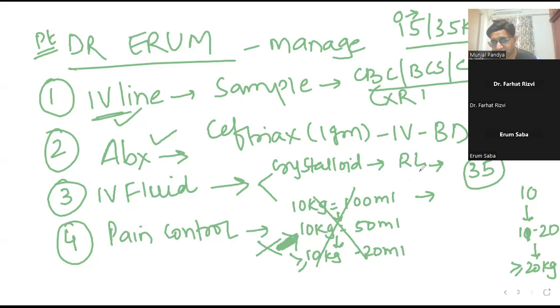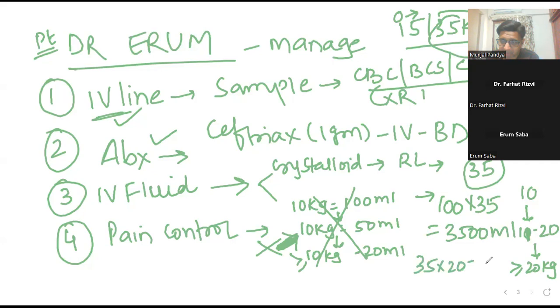Sir, 100 ml per kg. So 100 ml into 35, right? Yes, sir. 3500 ml you want to give to this patient. How will you give? 3500 bolus? No, sir. Then? Sir, initially I can give 20 ml per kg fluid in 10 minutes. Okay, so 35 into 20 is 700 ml in 10 minutes.